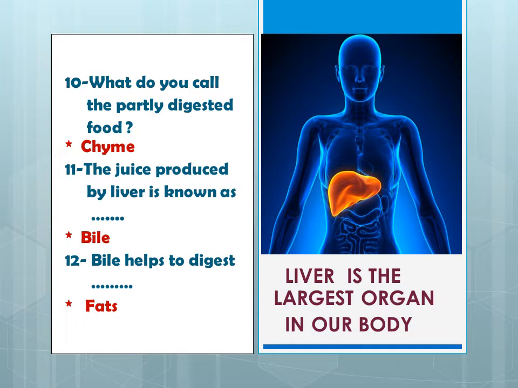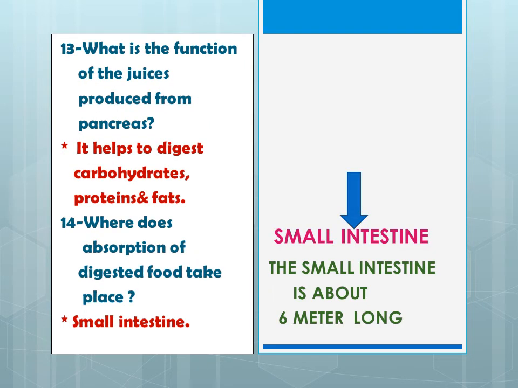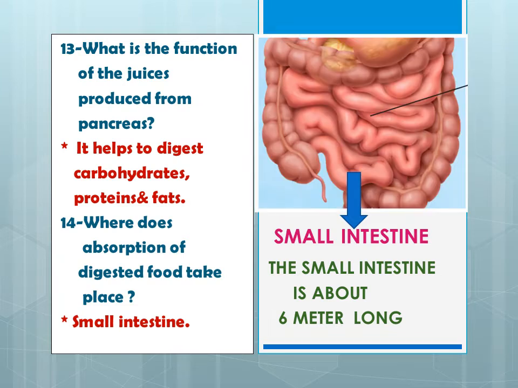Chyme. The juice produced by the liver is known as dash. Bile. Bile helps to digest dash. Fats. What is the function of the juices produced from pancreas? It helps to digest carbohydrates, proteins, and fats.